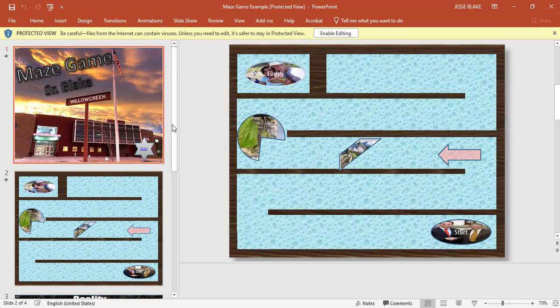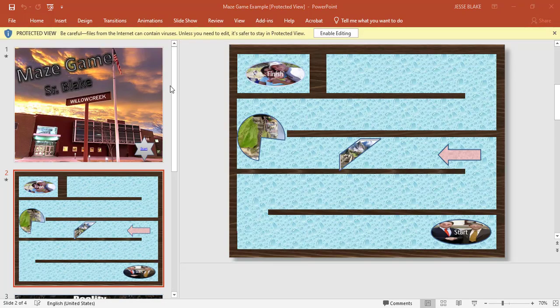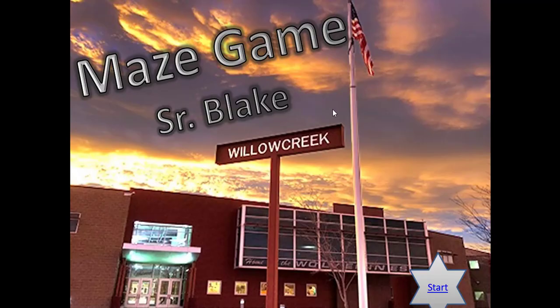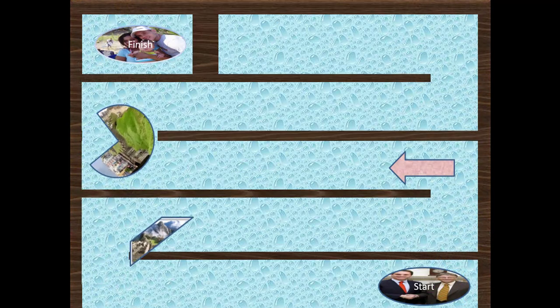In the example, I have 4 slides, and these 4 slides are going to make a game. So I'm going to go ahead and go to slideshow and play from the beginning my game. As it starts, you have an introductory slide. So I'm going to go ahead and hit start. And then it will take me to the actual game.